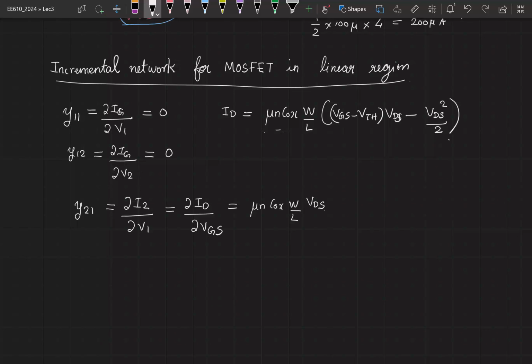Okay. And Y22 given by dou I2 by dou V2. So in our case, this is dou ID by dou VDS. Please give me an expression for this.